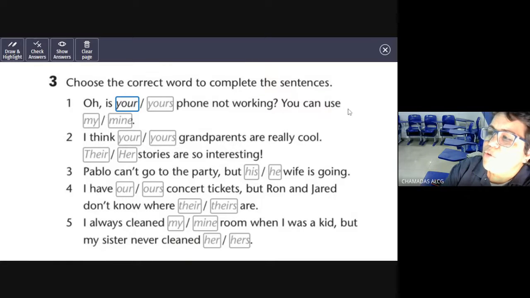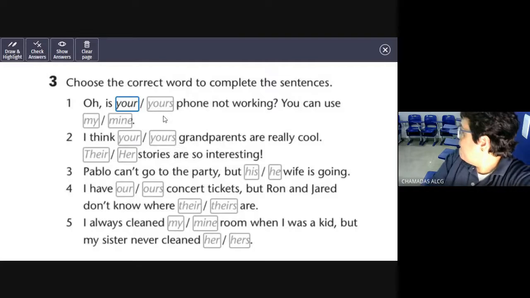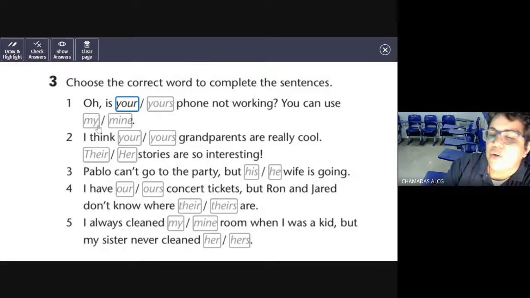You can use my or mine. The second or the first? Second. Ah, the second. Mine. Okay, because after the pronoun, there is nothing. There is no noun. Mine replaces my phone. Okay? All right.